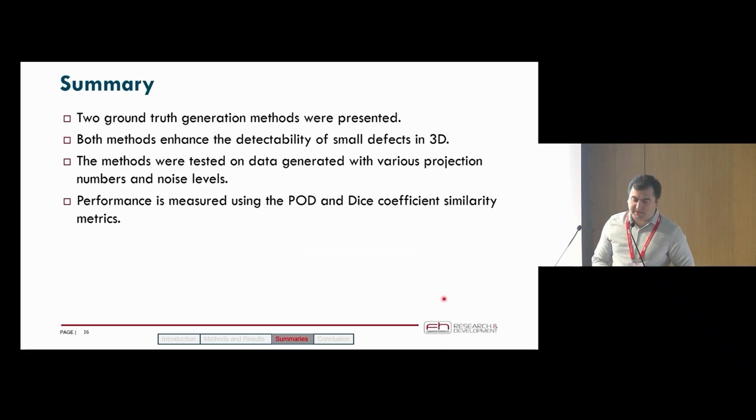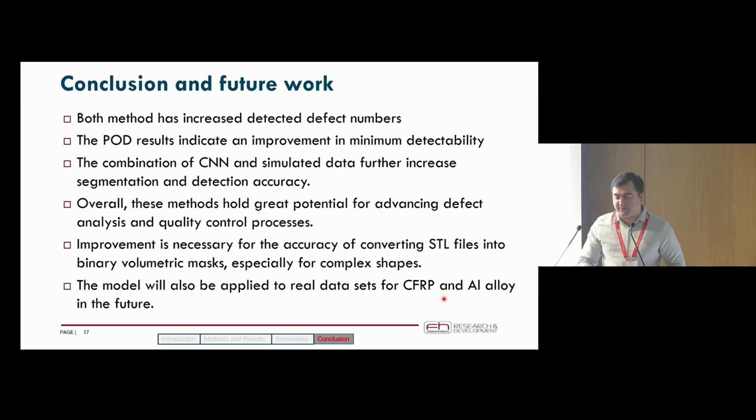To conclude everything, we defined two different ground truth generation methods. Both methods achieved increased detectability for small defects. We also tested with different noise levels and different projection numbers. And in the end, we measured the performance of the method with convolutional neural networks using probability of defect detection and dice coefficient similarity.